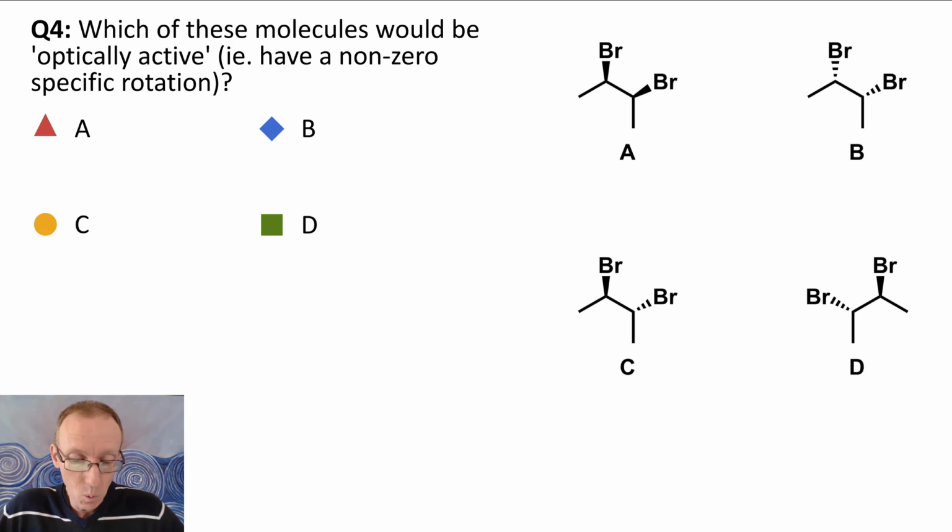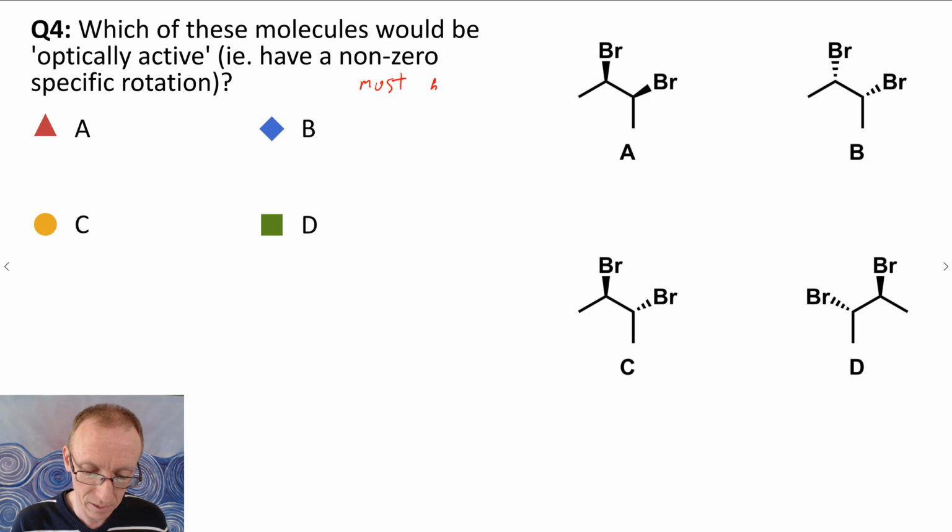So question 4, which of these molecules would be optically active? And optically active is a way of saying that they will rotate plane polarized light, and therefore they will have a non-zero specific rotation. So the specific rotation is a measurement that relates how much they'll rotate plane polarized light given a particular concentration and a particular path length of the cell through which the light is passed through. So to be optically active or have a non-zero specific rotation, the molecule must be chiral.